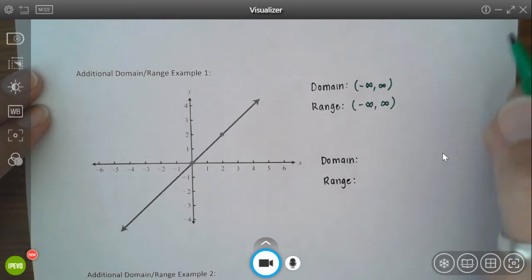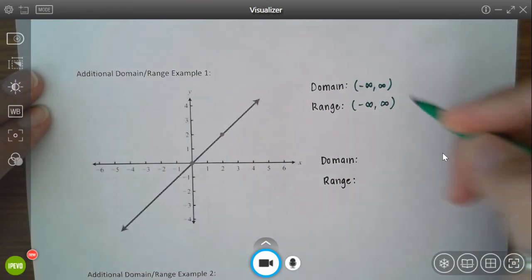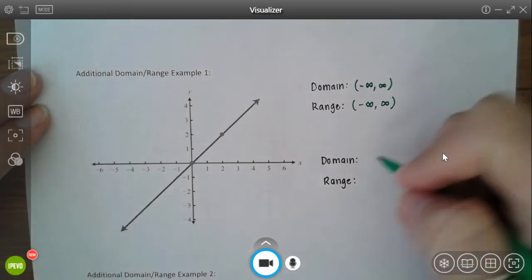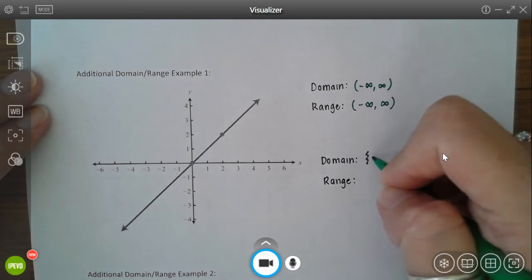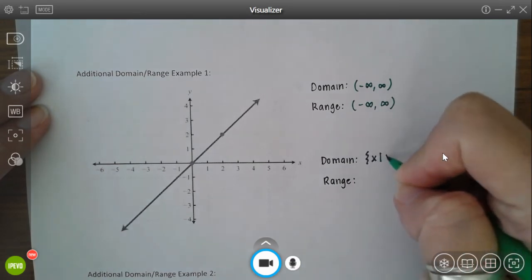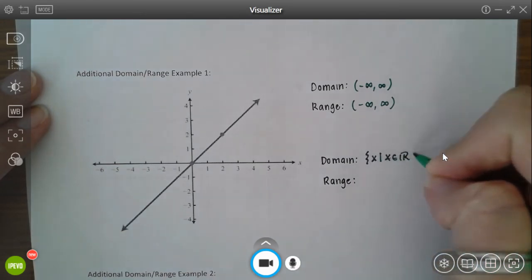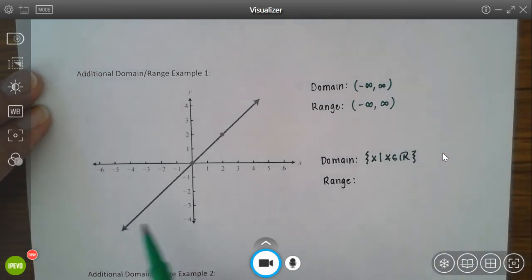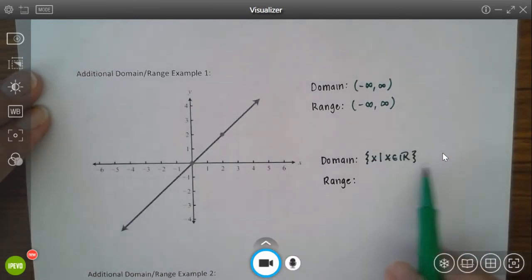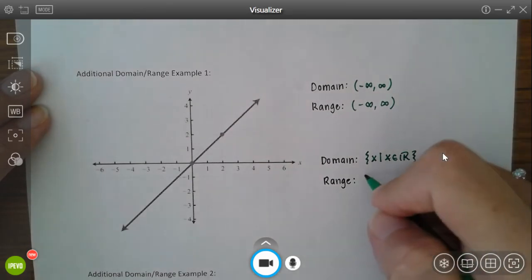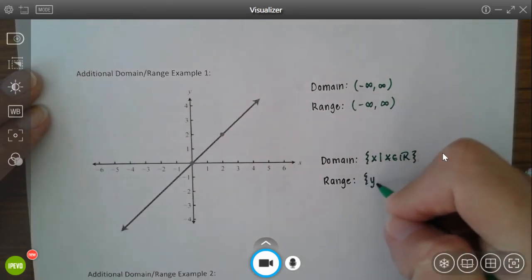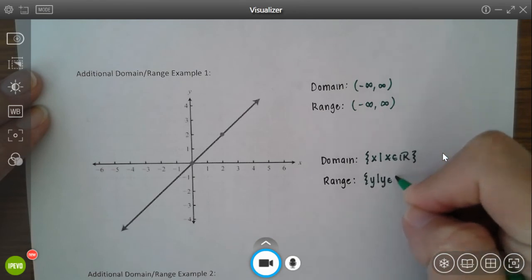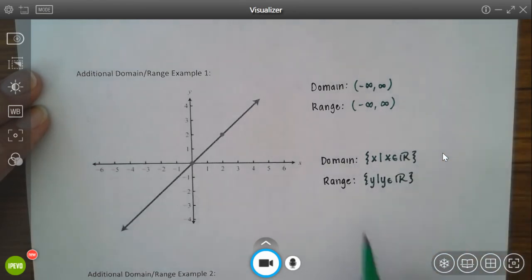So set notation is actually pretty easy when you're working with a domain or a range of all real numbers. What actually ends up happening is you would just write it as x, such that x is an element of the real numbers. Since there are no restrictions on the x values, we don't have to worry about the inequality here. And the range would be pretty similar, except you'd be using a y instead of an x. So we just write that as y, such that y is an element of the real numbers.